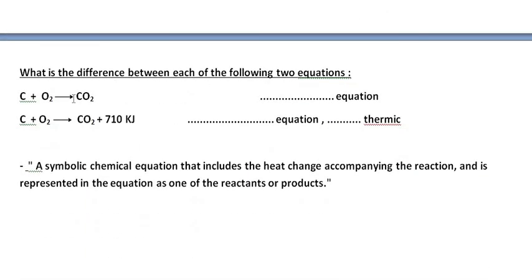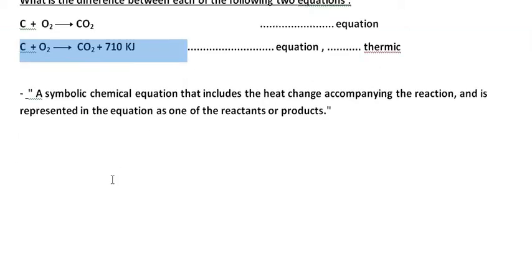What is the difference between these two equations? The first one is only a chemical reaction, a chemical equation, but this one is called a thermochemical equation, or simply a thermal equation. Why? Because this equation contains heat. This is heat, unit of heat, 710 kilojoule. It doesn't depend on the number, but only on the kilojoule. So this equation tells us that this reaction gives out energy, but the first one doesn't contain heat, so it's only a chemical equation, but this one is called a thermochemical equation.